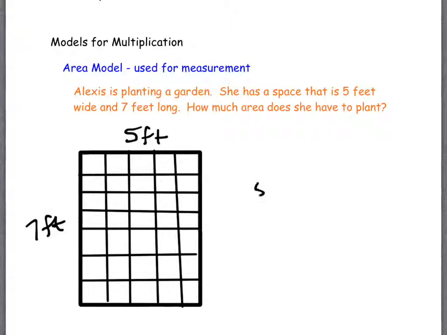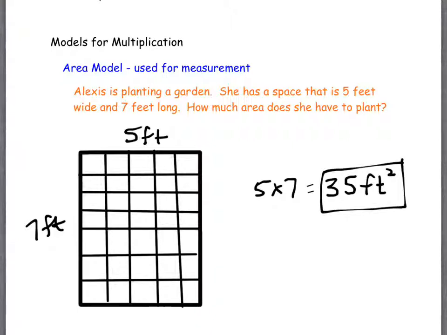So we end up with 5 times 7, and if you counted the little squares, it would be 35. And when we're multiplying feet times feet, we would get feet squared. So this is actually 35 square feet or feet squared. Okay. So looking at this, you kind of see how it looks like the array model, right? But you're doing it for a different type of number. That's the difference.